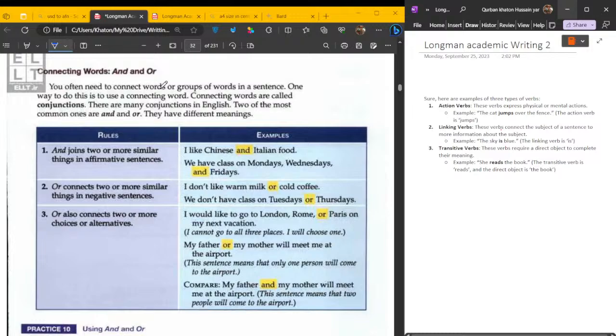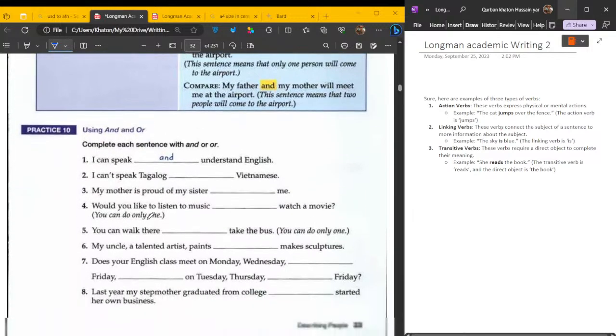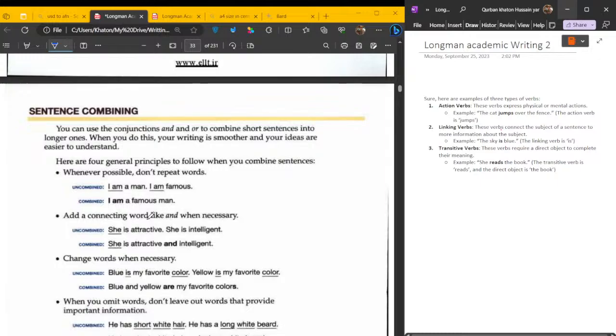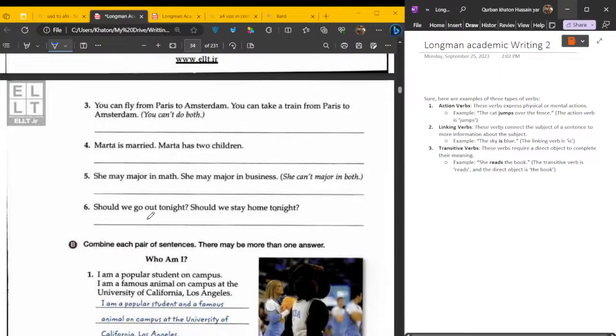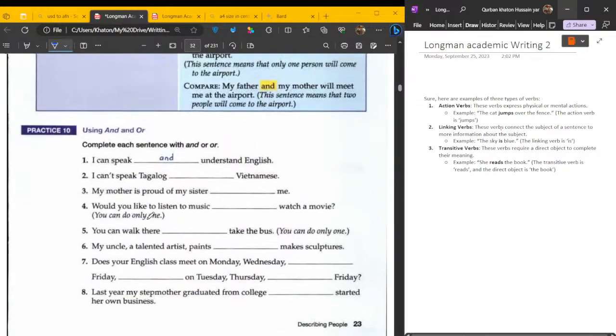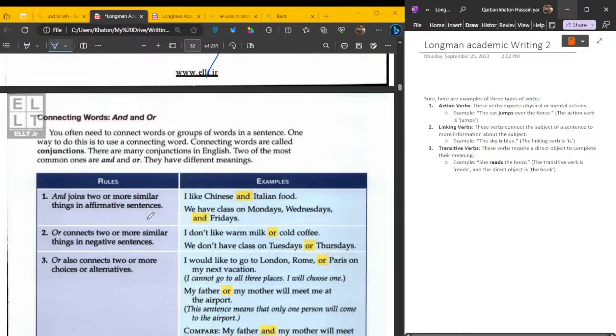Okay, connecting words: and, or. See these connecting words. And joins two or more similar things in affirmative sentences. In affirmative sentences, I like Chinese and Italian food. We have class on Monday, Wednesday, and Friday.